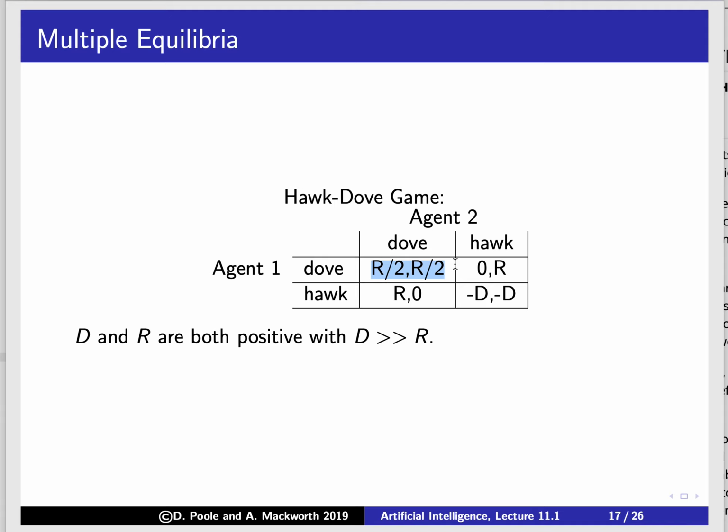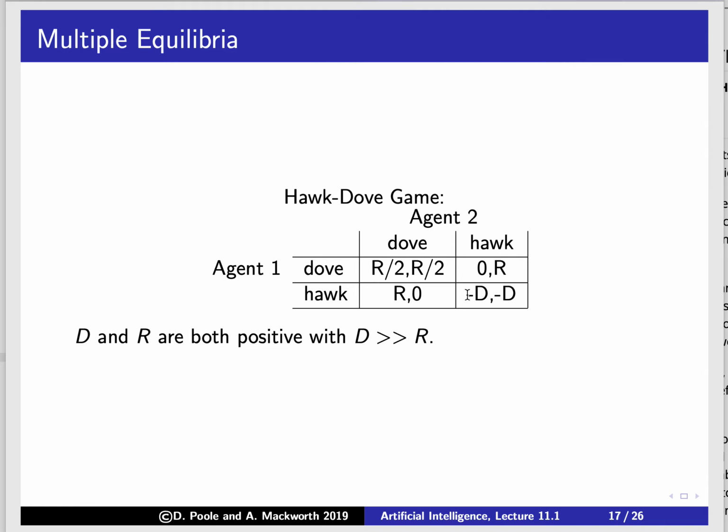R is the value of a resource they get to share. Maybe it's a piece of something to eat, or maybe it's a country with an oil field that we might invade. If agent 1 acts as a hawk and agent 2 acts as a dove, then agent 1 gets the whole resource and agent 2 gets nothing. Similarly, if agent 1 acts as a dove and agent 2 acts like a hawk, then agent 2 gets the whole resource.